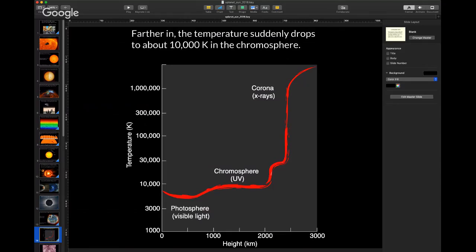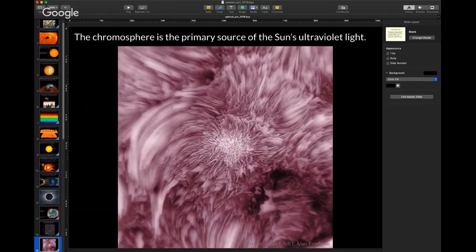So the image here is a function of temperature, is a function of height. So on the outer part, where the height is the largest at about 3,000 kilometers above the photosphere, is where you have the corona. And then we transition into the chromosphere, where it's cooler but still hot, ultraviolet. And then finally, the temperature goes down some more until we enter the photosphere. So the photosphere is actually sort of the temperature minimum. It's the coolest at the photosphere, where most of the visible light is emitted. And as I mentioned, the chromosphere is the primary source of the sun's ultraviolet light.